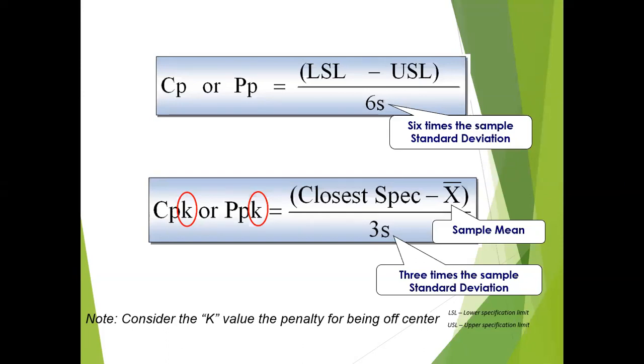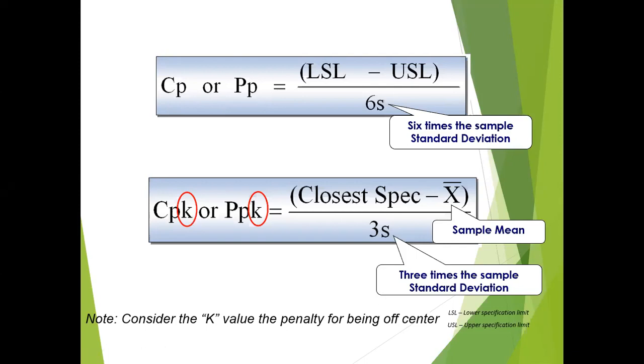So that I measure something called capability, right? Which is mentioned here, CP or PP. The difference between CP and PP is nothing but short-term and long-term capability. So you can just look at one measure for now. Let's say CP would be the difference between USL minus LSL divided by 6 standard deviation, right? And that's the formula.